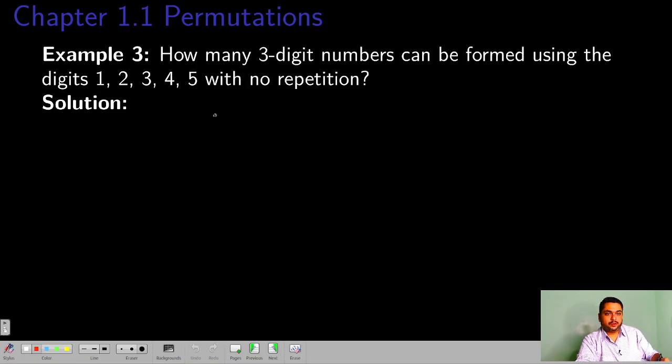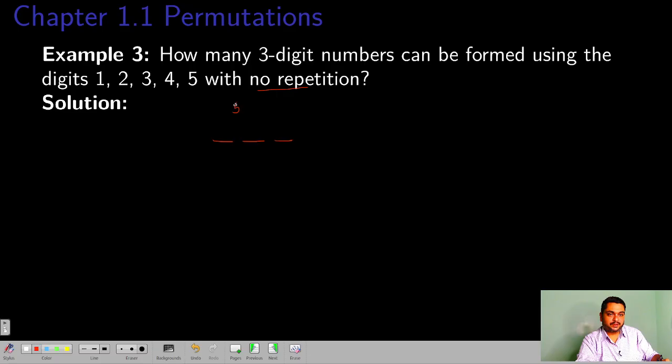One more example. How many 3-digit numbers can be formed using digits 1, 2, 3, 4, 5 with no repetition? So we use these digits only once. They are asking for a 3-digit number. So among 5 digits, that is 1, 2, 3, 4, and 5, let us say 3 digits have to be formed. Now the same way, out of 5, this can occur here, and next in that way.